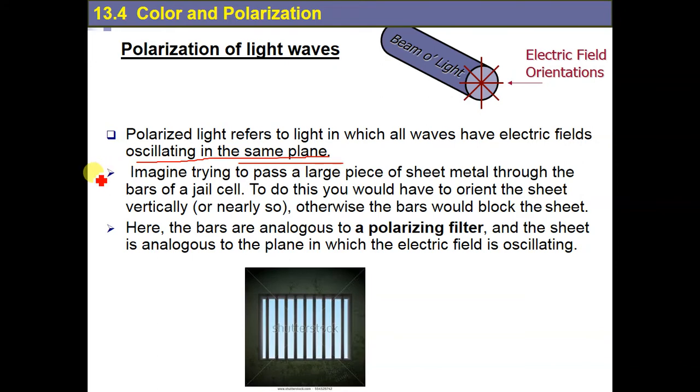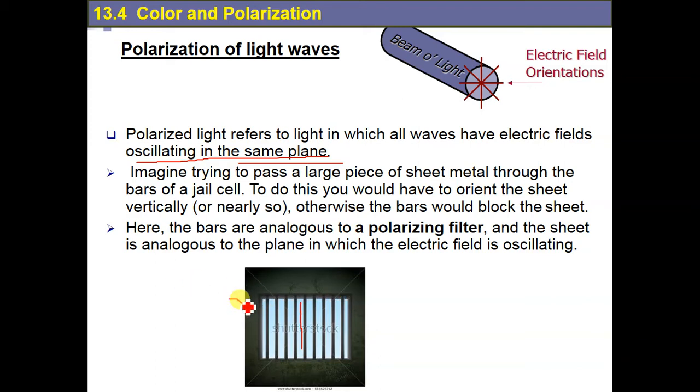in one direction. Okay, imagine trying to pass a large piece of sheet metal through the bars of a jail cell. To do this, you would have to orient the sheet vertically or nearly so. Otherwise, the bars would block the sheet. So if you want to pass a large sheet of metal, you can't pass it any way you want. You have to make it vertical, parallel to these bars, and pass it, right?